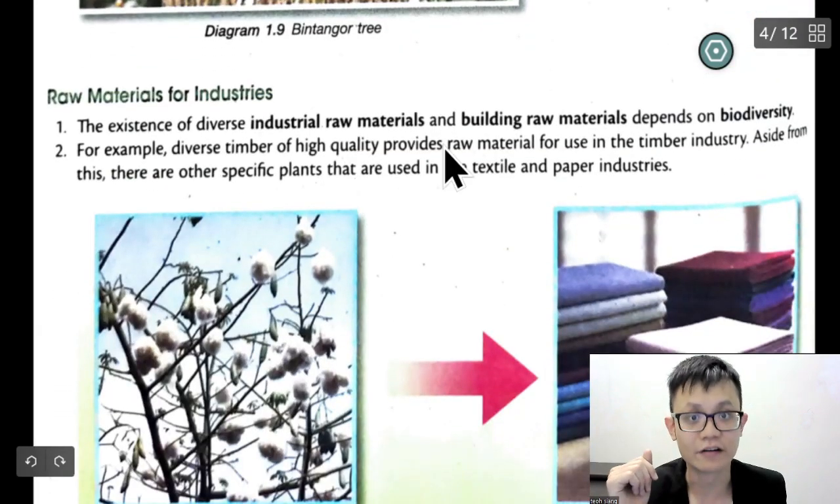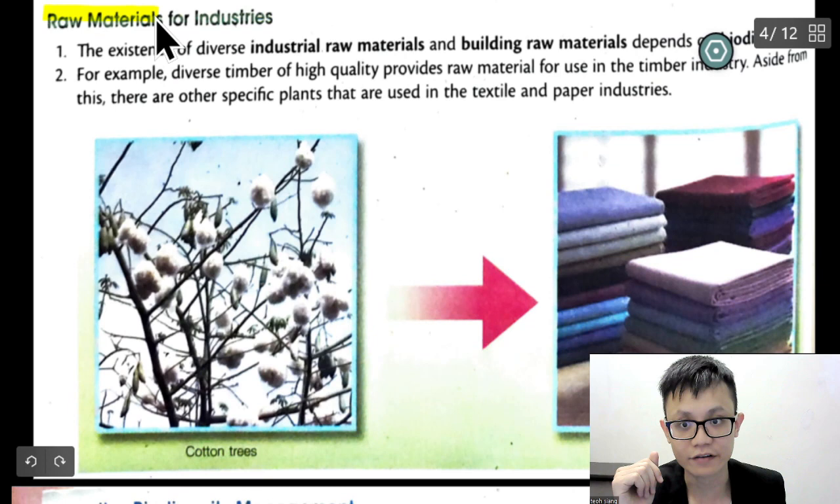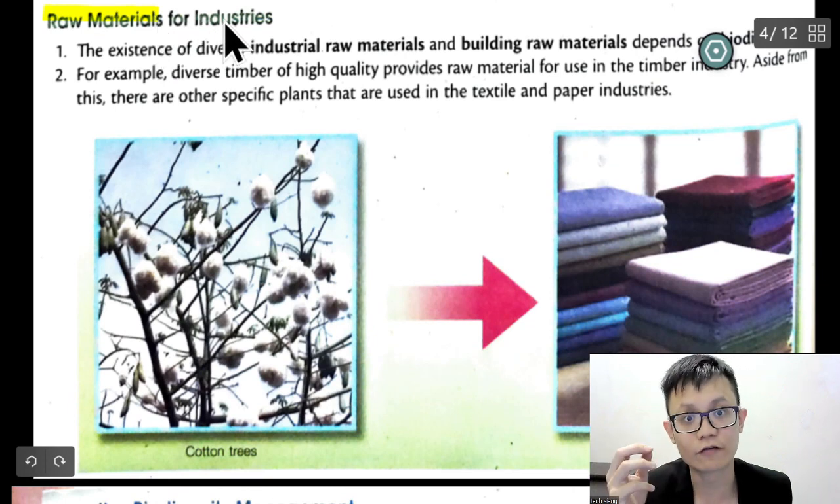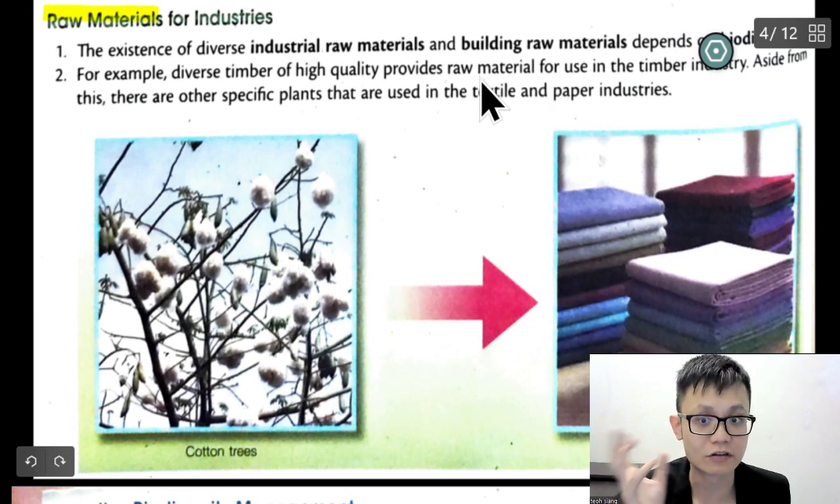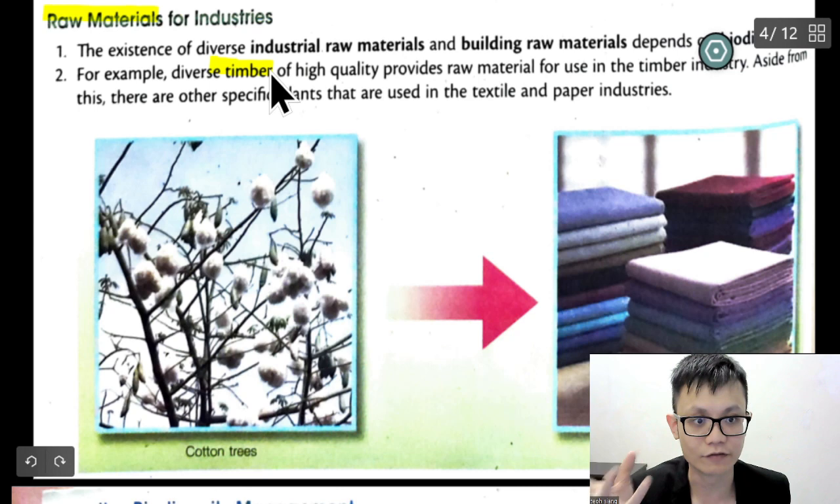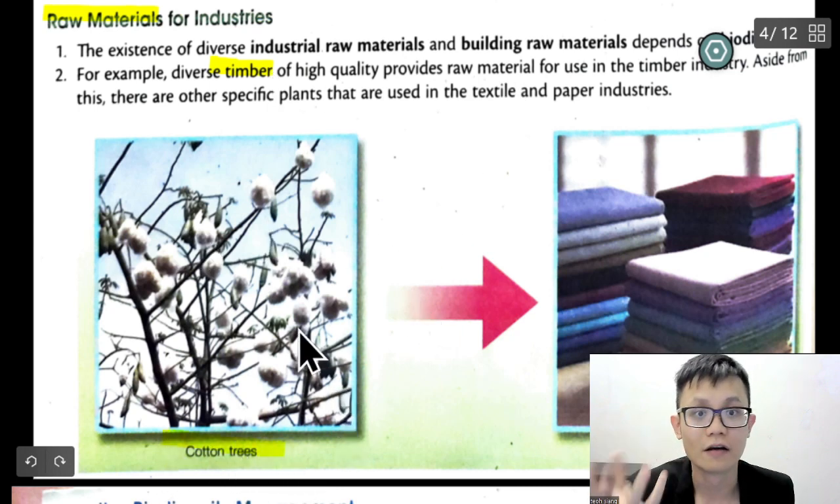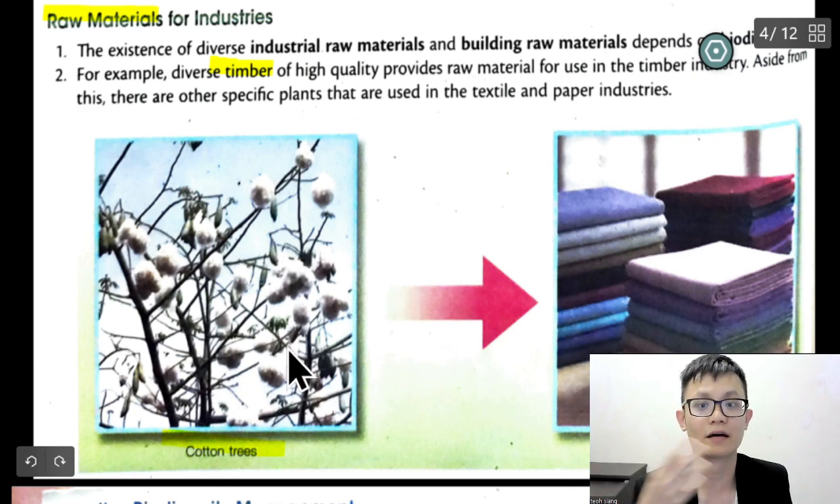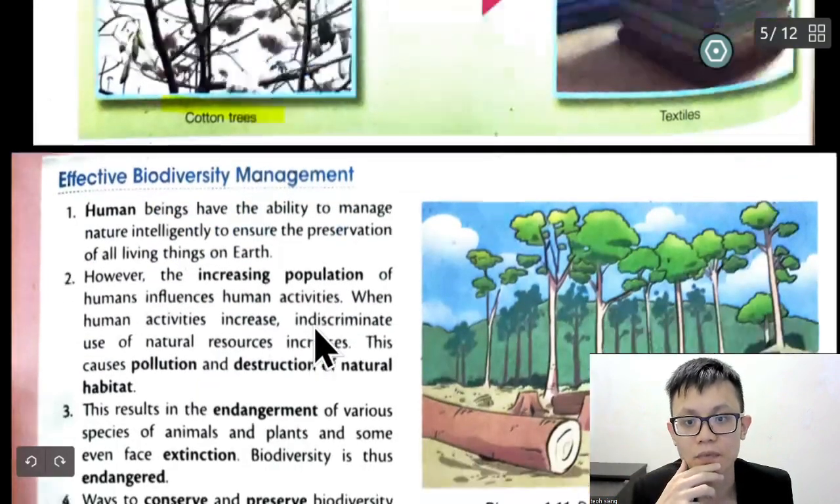Raw material, okay? So we can get raw material from our biodiversity. Raw material means what? You can get the wood, wood is timber lah. You can get the timber and so on. Cotton tree, how do you make your baju? Your cotton comes from the cotton tree, correct or not?